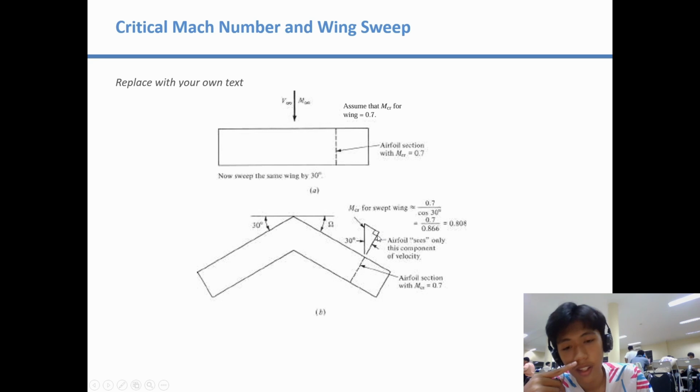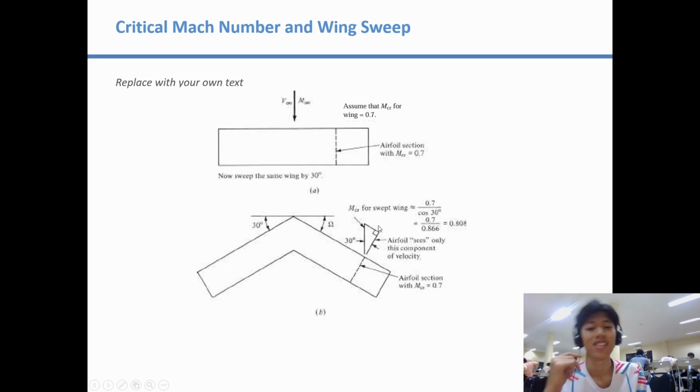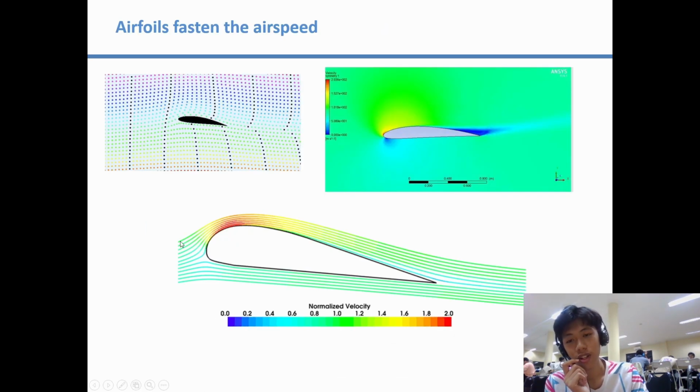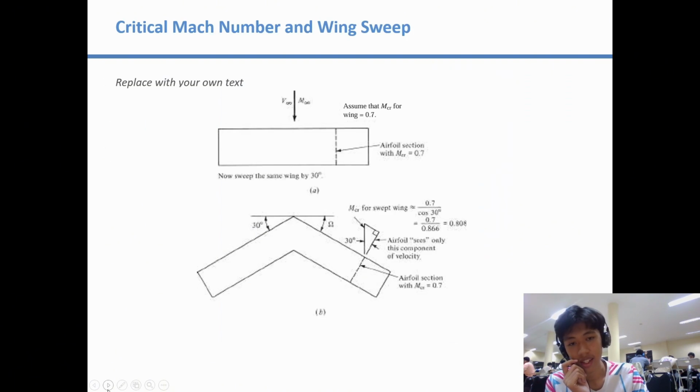The most important thing that you need to know is that this component of the vector doesn't contribute anything to the acceleration. So you can really neglect it. It has an impact, but it's really small. You can say that the airflow sees only this component of velocity. So the one that will be accelerated is only this air velocity component that is perpendicular to the leading edge, or parallel to the chord line. The chord line is from the leading edge to the trailing edge of the wing.